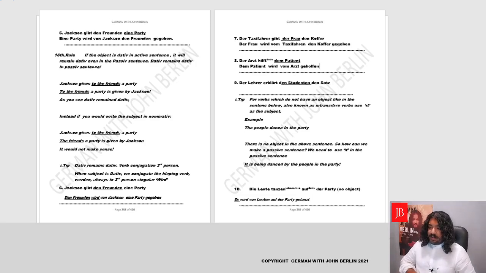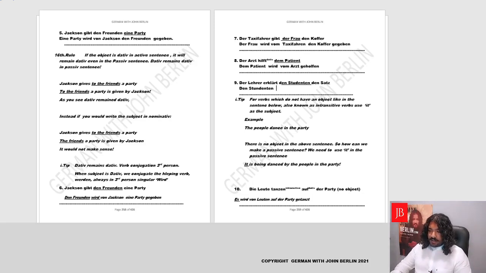Okay. Der Lehrer erklärt den Studenten den Satz. The teacher explains to the students the sentence. The underlying word is den Studenten. The rule is dative remains dative. We'll let it remain "to the students." We will not write die Studenten, that will be wrong because it would be like saying students are being explained the sentence. Rather, it should be: to the students, an explanation is being given about the sentence. So we'll keep it like den Studenten.